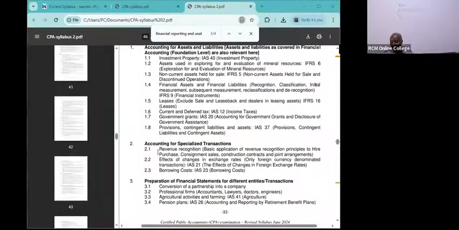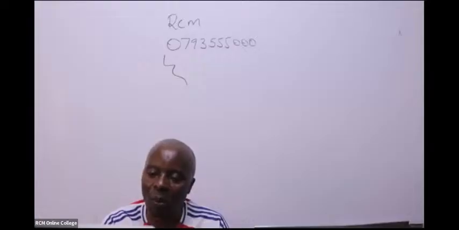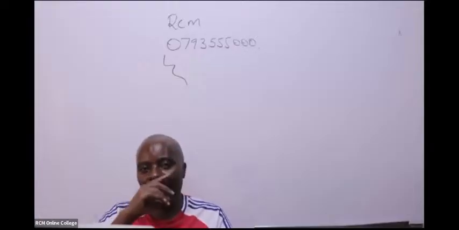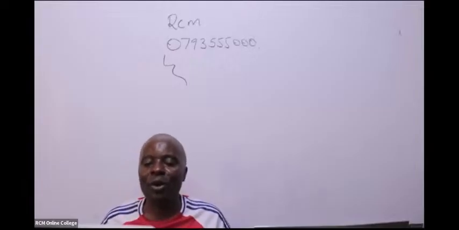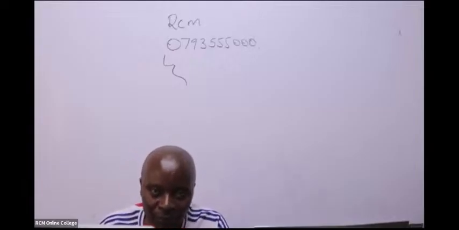Then we have accounting for specialized transactions. We have revenue recognition, basic applications of revenue recognition principles to hire purchase, consignment sales, construction contracts, and joint arrangements. If I only speak about one, for example, construction contracts. You've been given a road, in this case, to build. You are ABC construction company. The road is worth 2 billion.